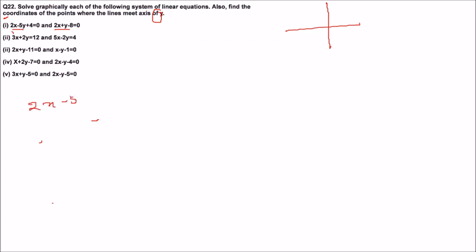2x minus 5y plus 4 equal to 0. I will put x equal to 0. So what will be y? Y will be equal to 4 by 5. And how about this one? X equal to 0, y will be equal to 8. So you get the point (0, 4 by 5) as one point, and here (0, 8) will be another point. So let me show you the solution here. First of all, we have to make lines.